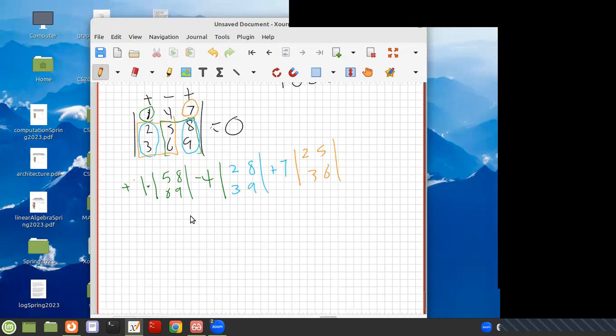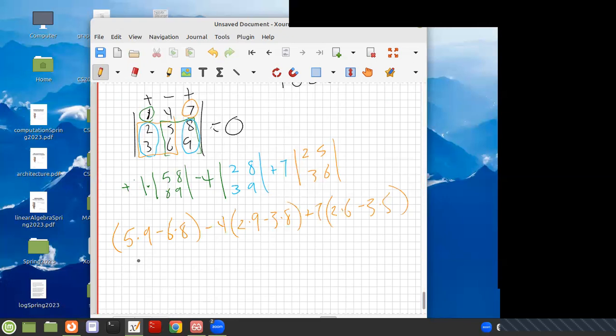Okay, so this would be 5 times 9 minus 6 times 8, minus 4 times 2 times 9 minus 3 times 8, plus 7 times 2 times 6 minus 3 times 5. You can see this is a terrible expansion, although it's very common, because with a 4 by 4 you have 3 terms and end up with all this arithmetic. It's easy to make mistakes.